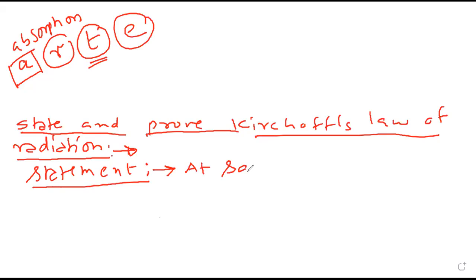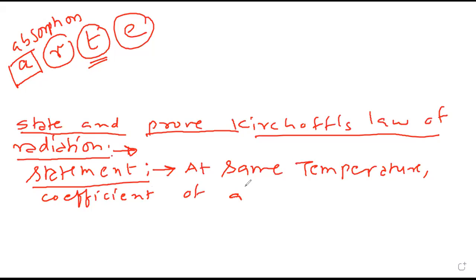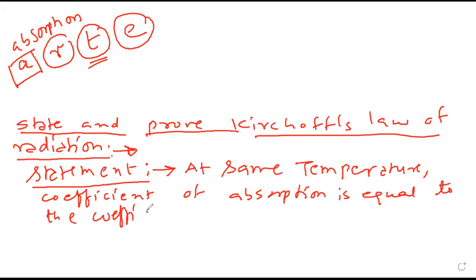At the same temperature, the coefficient of absorption is equal to the coefficient of emission, that is A equal to E. This is Kirchhoff's law of radiation. What is our statement? At the same temperature, the coefficient of absorption, that means A, is equal to the coefficient of emission. Okay, clear? Yes. Now I have written state and proof.